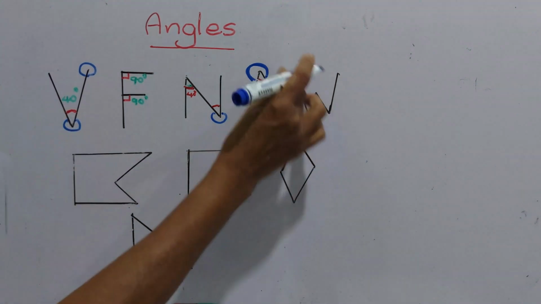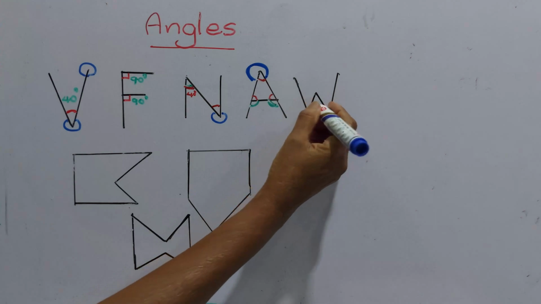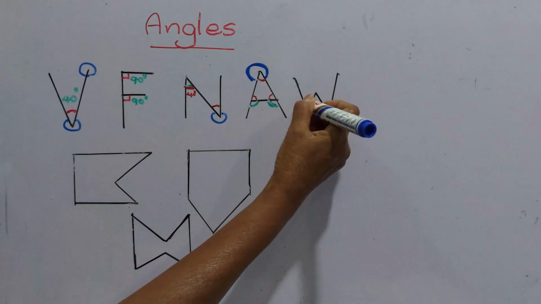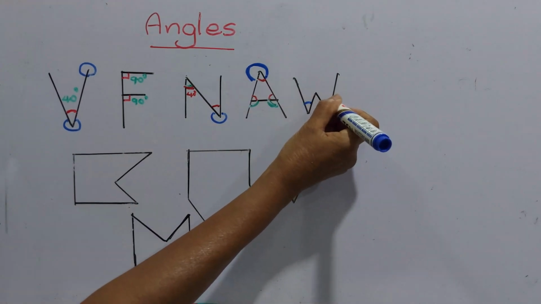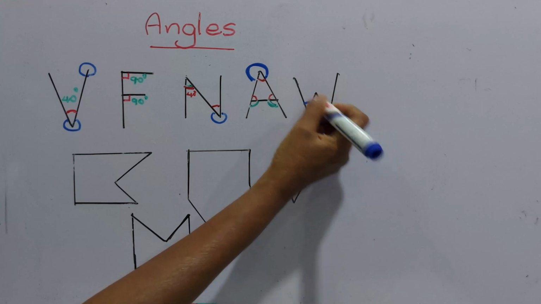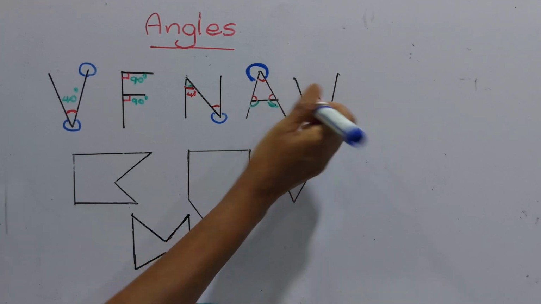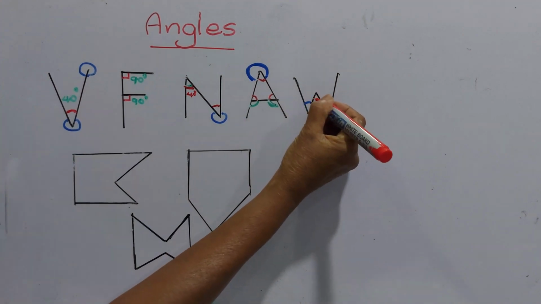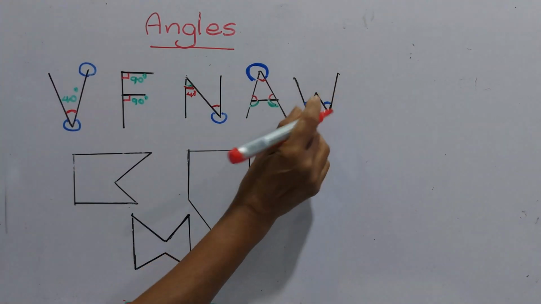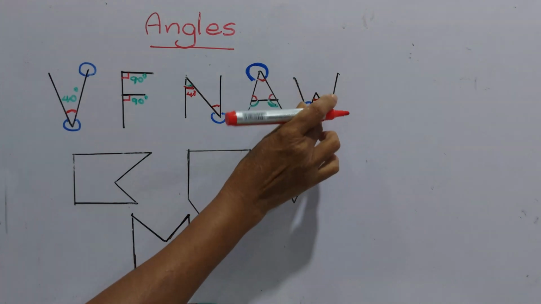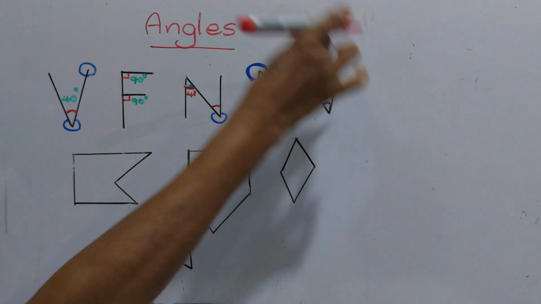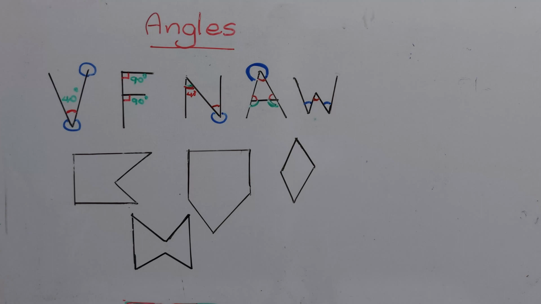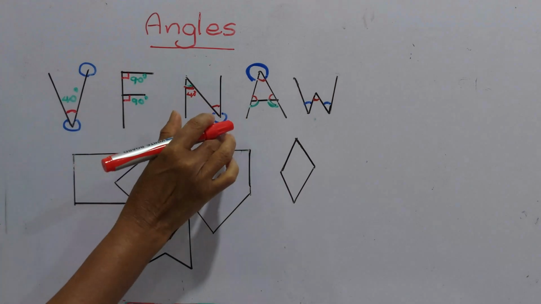Right. Now we move to letter W. There are two acute angles inside letter W. We can mark here also, outside letter W, there's another acute angle. Okay. Now we learned some types of angles here in letters.